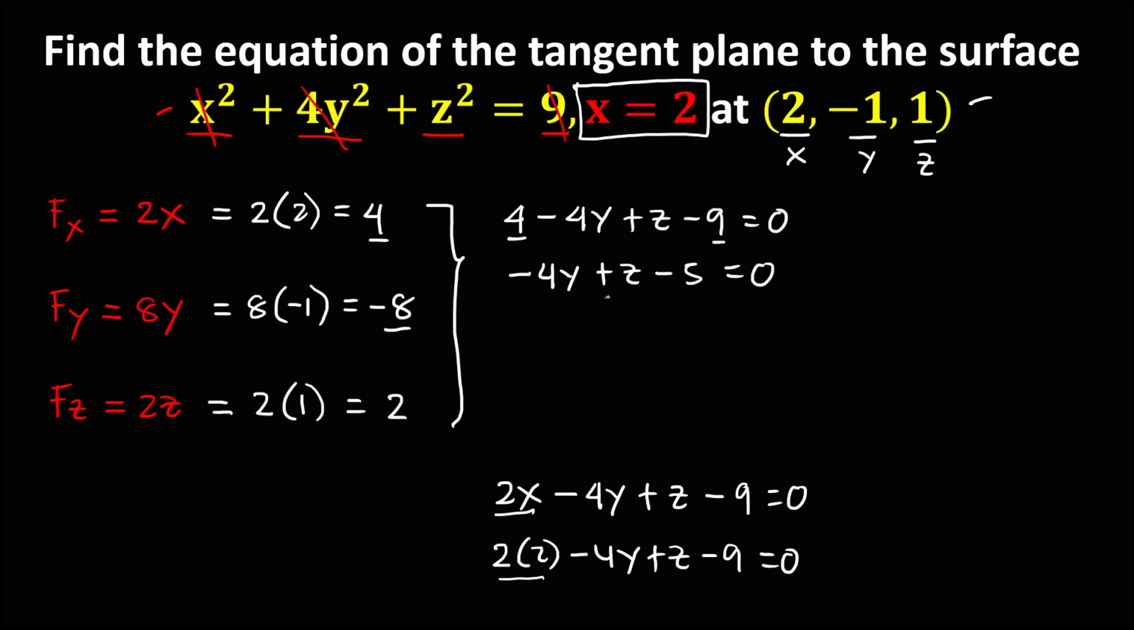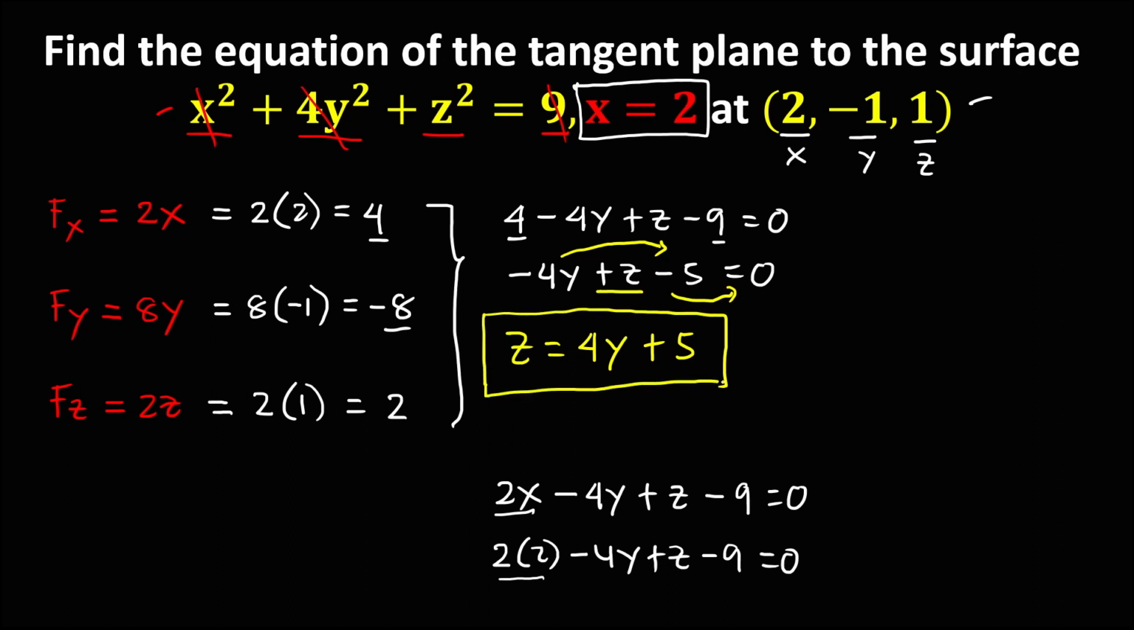Then this time, we need to isolate z. So we have now z equals, transpose this negative 4y, so that becomes positive 4y. Transpose this negative 5, that becomes positive 5. So we have z equals 4y plus 5. And this is now the equation of the tangent plane to the surface.